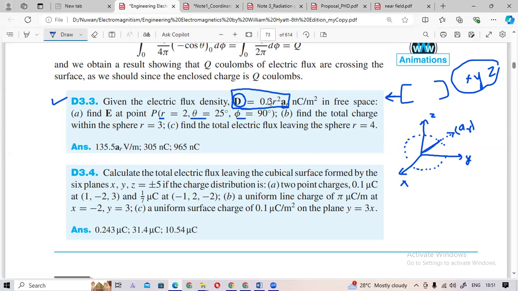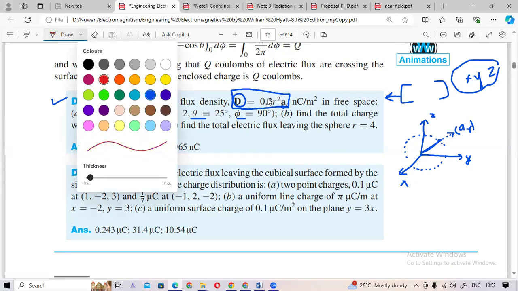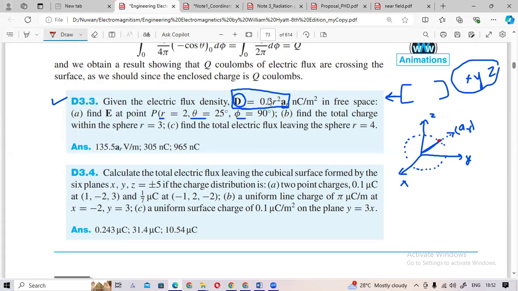Find the E at this point. Here we need to find the electric field at this point. The point is R equal to 2. Let's say that my point is here. So R is equal to 2.